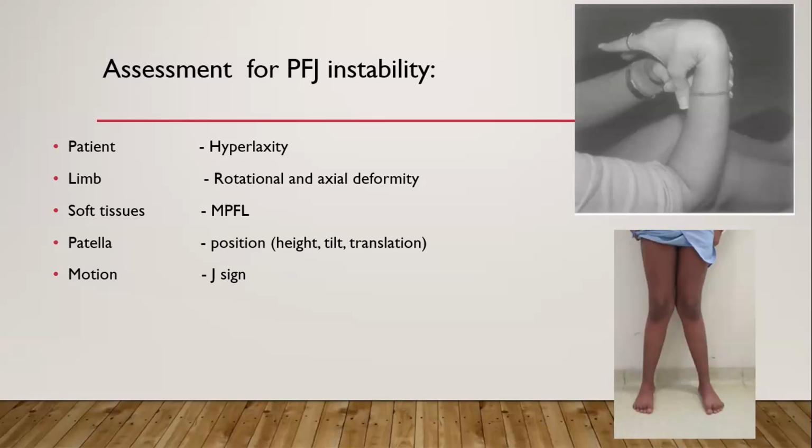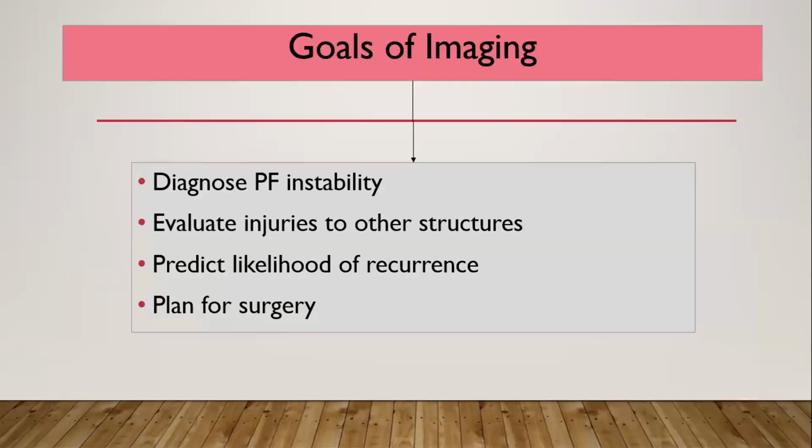In soft tissue, we have to look for integrity of the medial patellofemoral ligament. In the patella, we have to look for the position, height, tilt, and translation. And in range of movements, we have to look for the J sign.